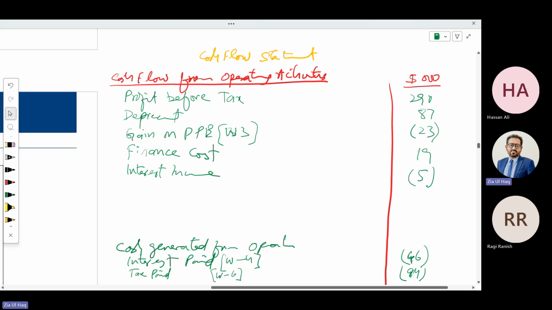So in profit before tax, we have adjusted the depreciation, we have adjusted the gain from property, plant and equipment 23, we have adjusted the finance cost. We have adjusted the interest income of 5 negative. Now we can move towards working capital adjustment.